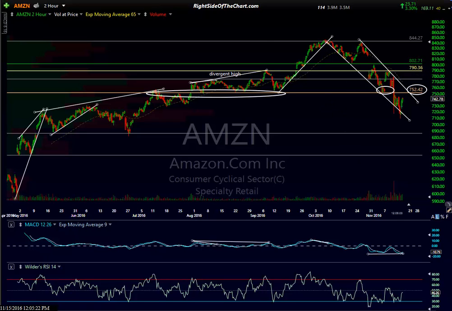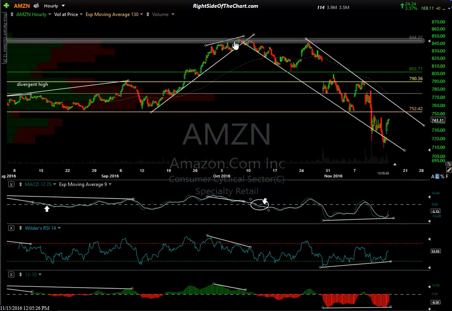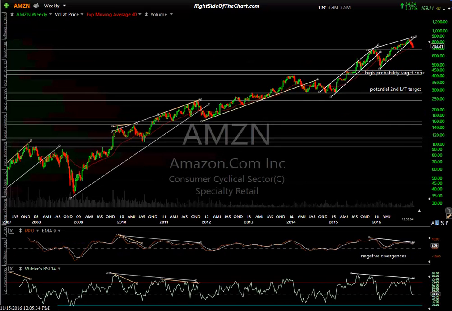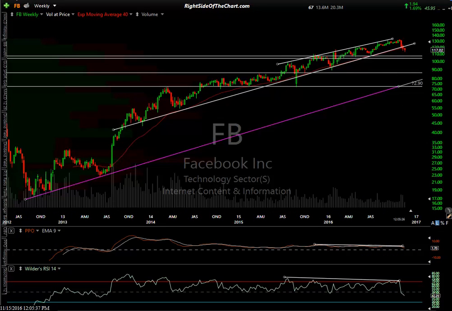These were just color coded because these were targets. If you guys recall, I think it was a 60-minute chart or a 15-minute chart. Yeah, it was a 60-minute chart. I pointed out this little pattern here and gave these downside targets. They were all hit and then some. So now 752.42 is a good level to watch. And I think I already covered, yes, I did cover the weekly.